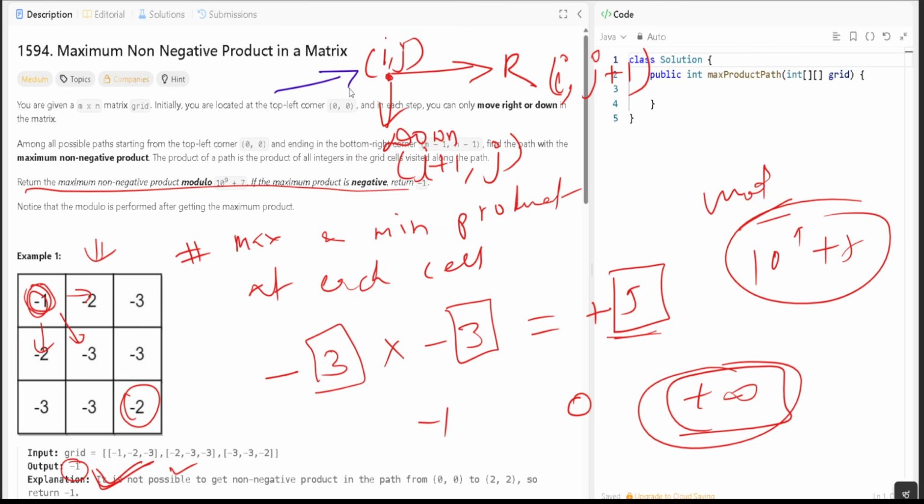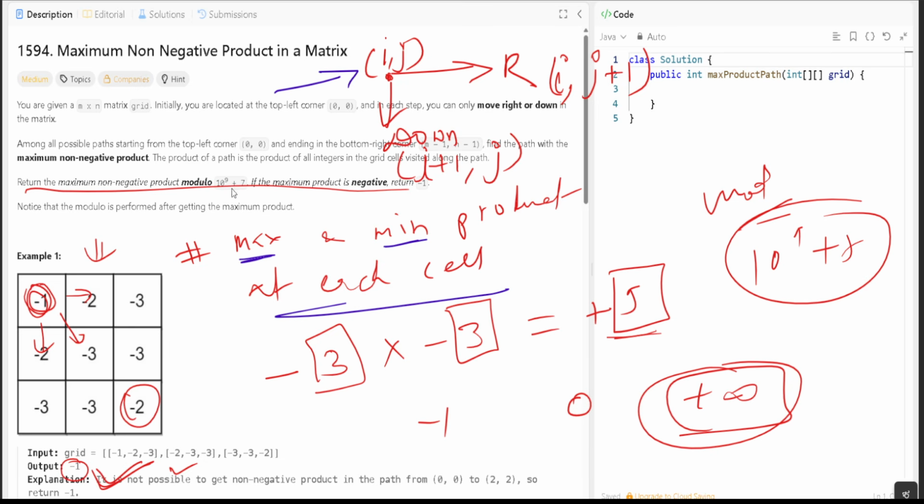This is your current cell. At any cell, we have to find the max and the min of the product. So you should understand how we will move, I and then J plus 1, I plus 1 and J. This is the thing we have to understand. So there is a trick, a tricky twist we can say.